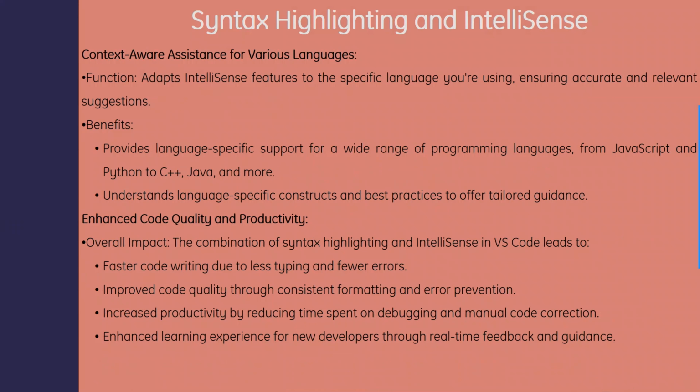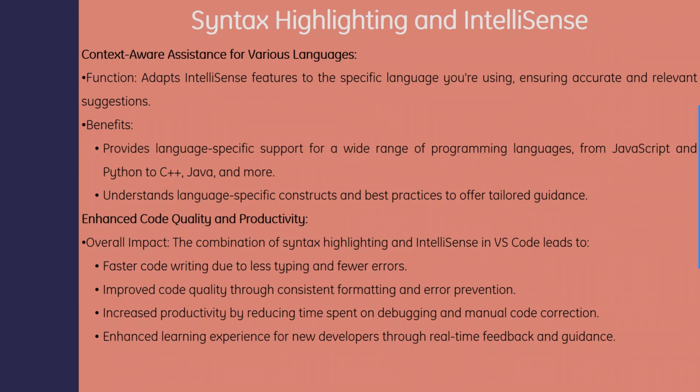Next, we have context-aware assistance for various languages. The function being adapts IntelliSense features to the specific language you are using, ensuring accurate and relevant suggestions. Then the benefits of this being provides language-specific support for a wide range of programming languages, from JavaScript and Python to C++, Java, and more. Secondly, understanding language-specific constructs and best practices to offer tailored guidelines.